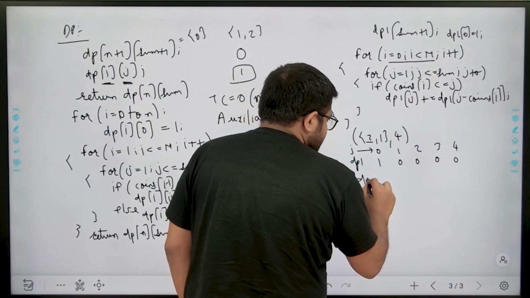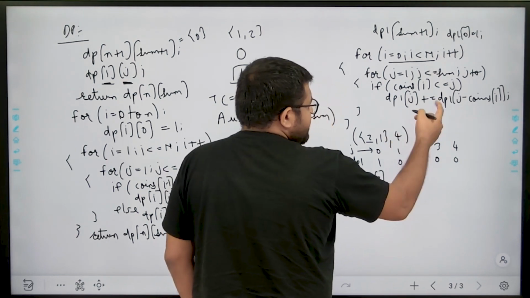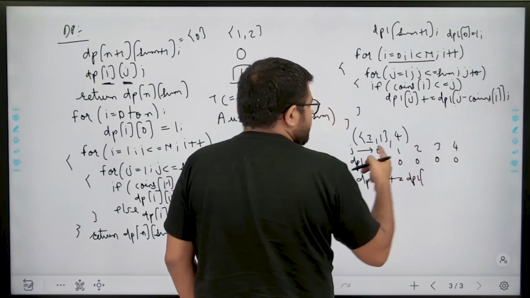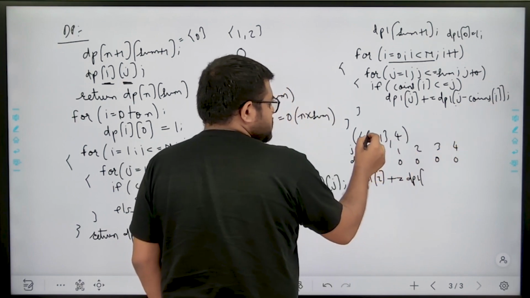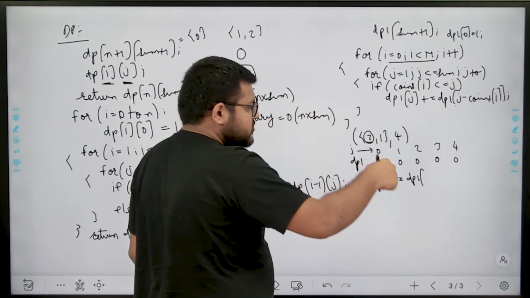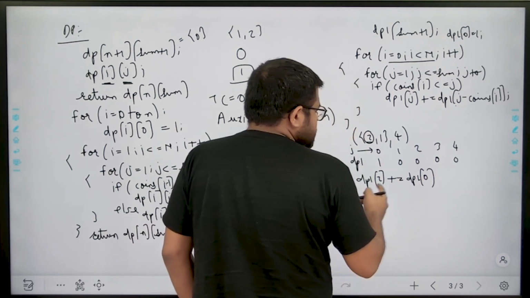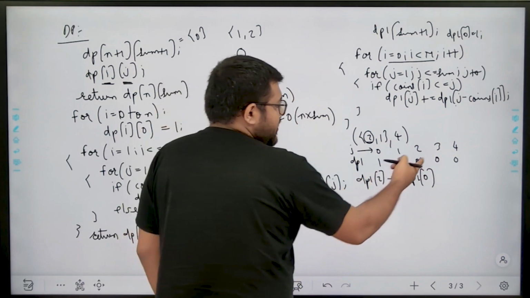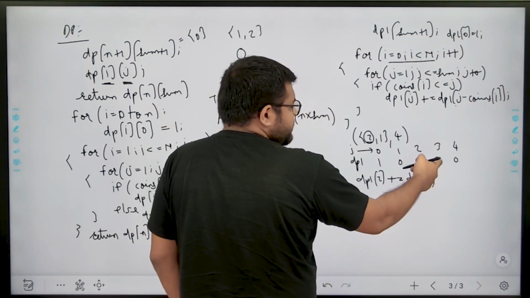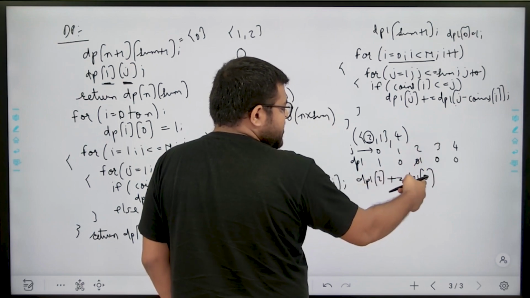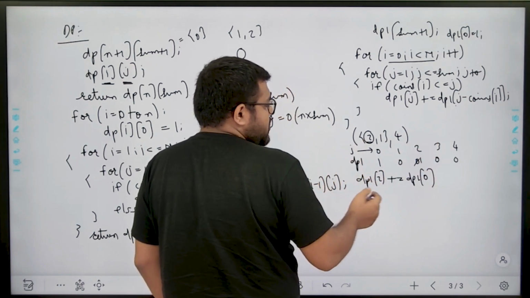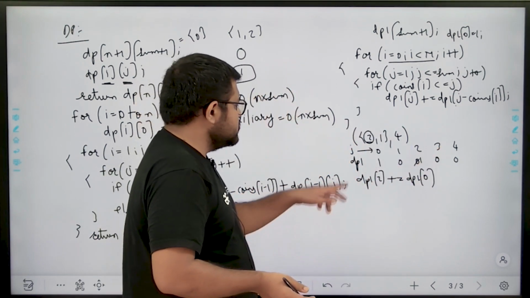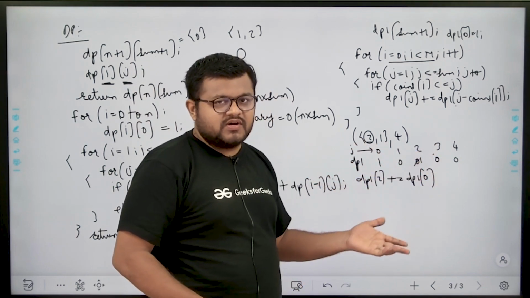Yes. dp1 of 2 plus equals dp1 of 2 minus coins of 0. Coins of 0 is nothing but 2 in the first for loop, so this will become 0. So basically this will become 1. Again here also I can do that, so dp1 of 3 will be equal to dp1 of 3 plus dp1 of 1 using this coin. This is also 0, 0 plus 0, this will remain 0 only.